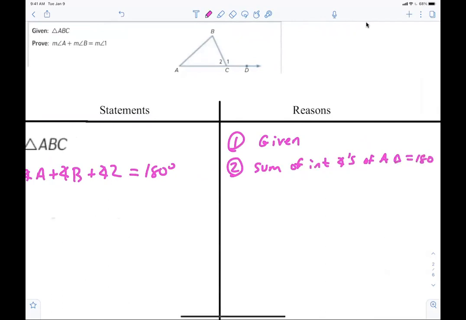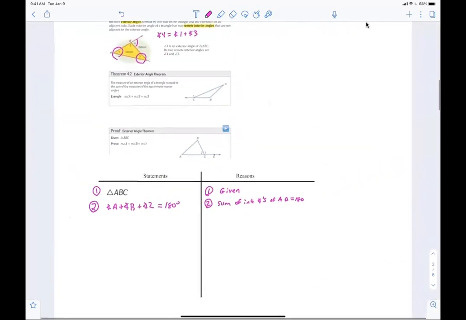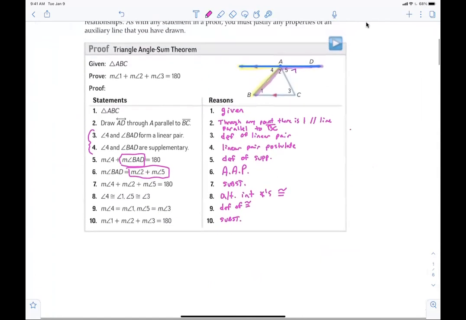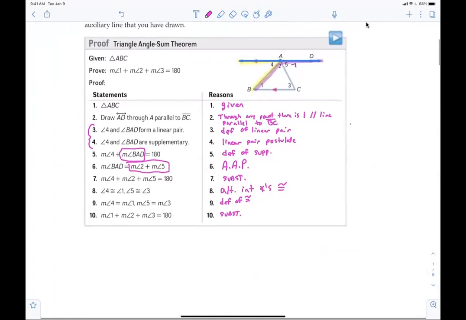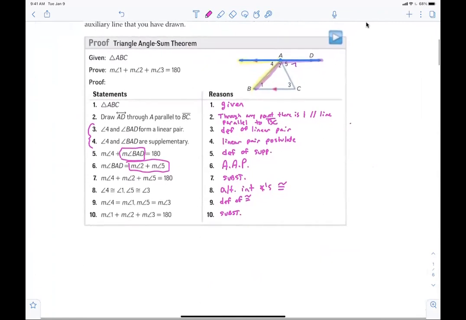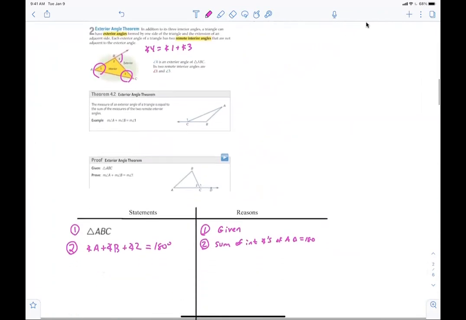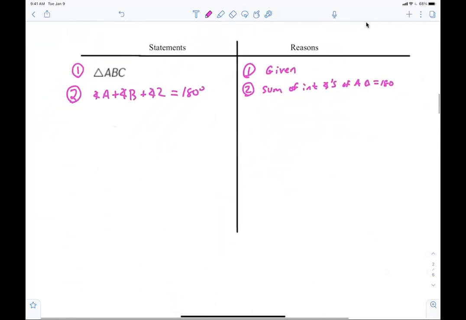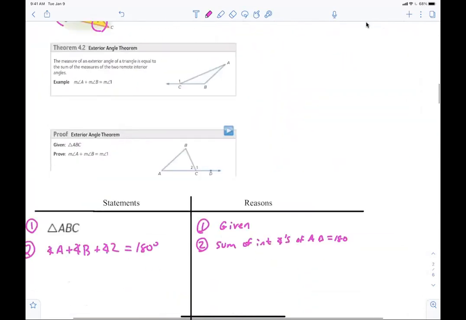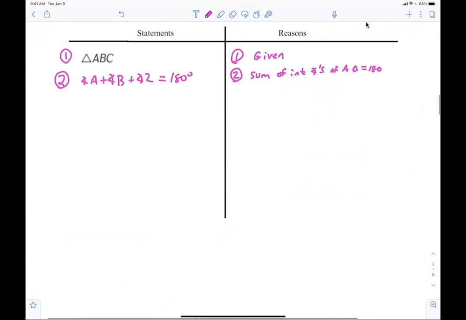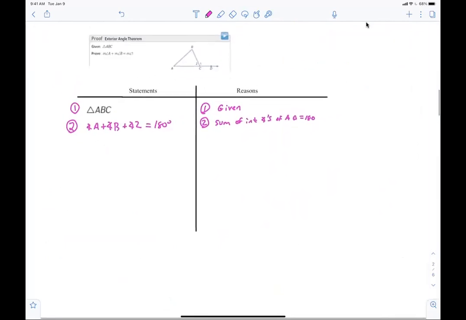That's just the sum of interior angles of a triangle equal 180. They officially named that the triangle angle sum theorem. I just don't write that out. I just say the angles of a triangle add up to 180 degrees. So now we have that.